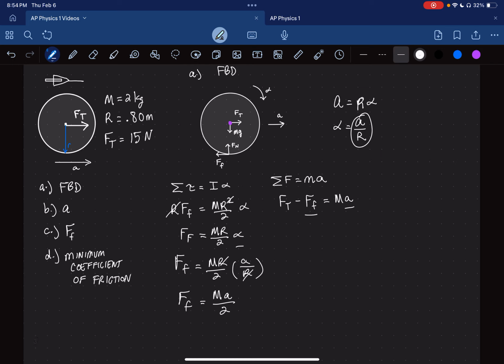Now we're going to substitute this. We don't know A, so we can't figure out friction force this way. We're going to write F_t minus MA over 2 equals MA. We will get all our A's to one side. This is MA plus MA over 2. And I'll leave this in fraction form. We'll get a common denominator here. That's 2 over 2 MA plus MA over 2. That's 3MA over 2.